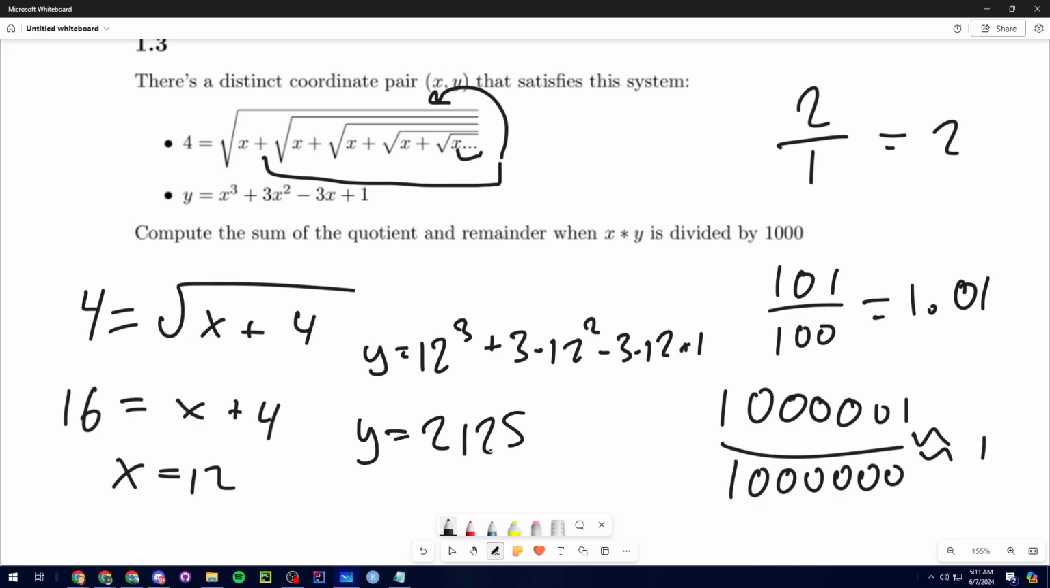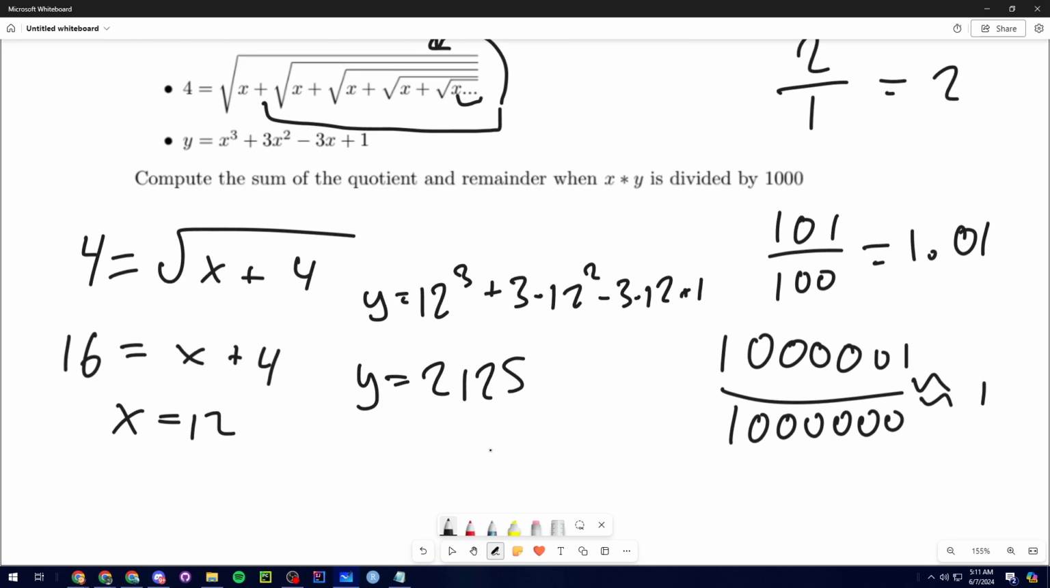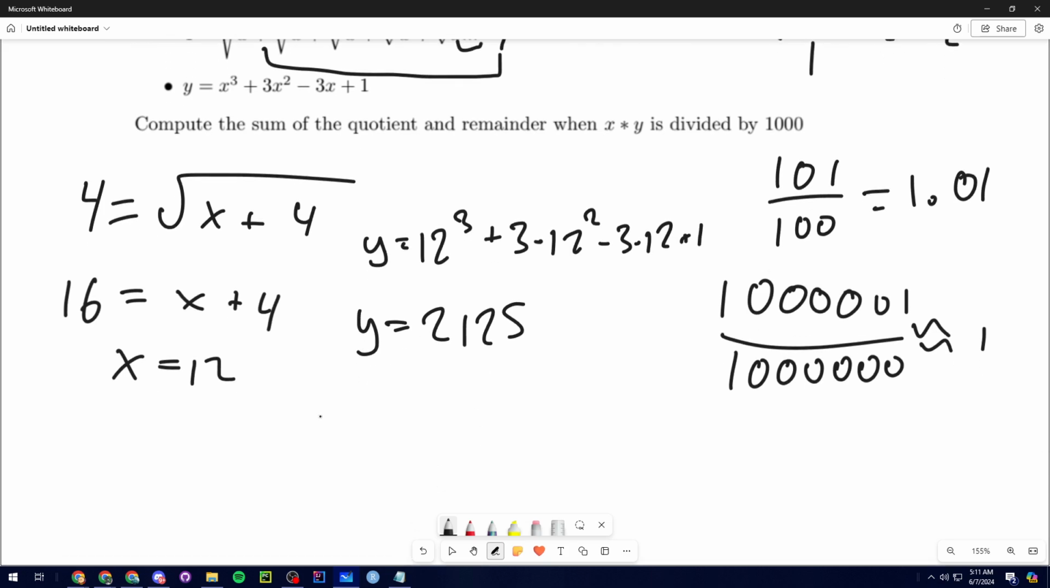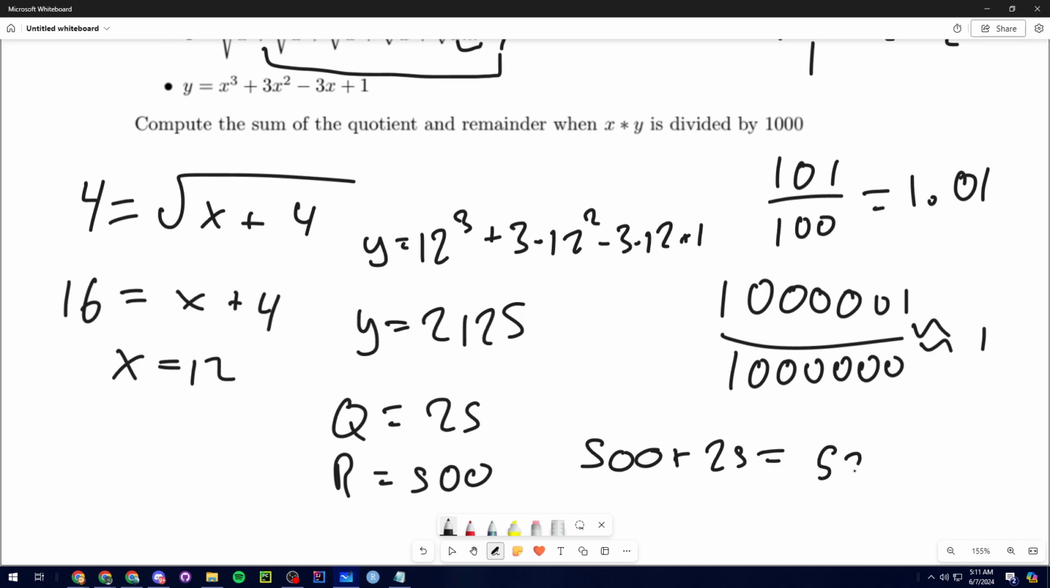Then x times y is equal to 25,500. So the quotient is 25, and the remainder is 500. So 500 plus 25 is equal to 525. All right.